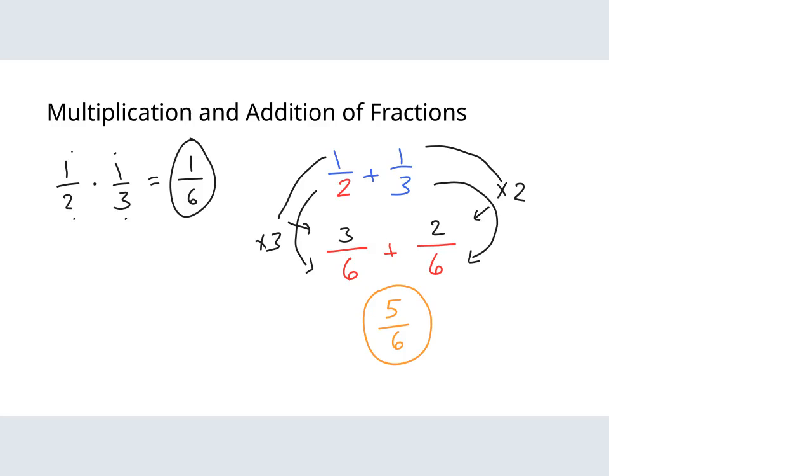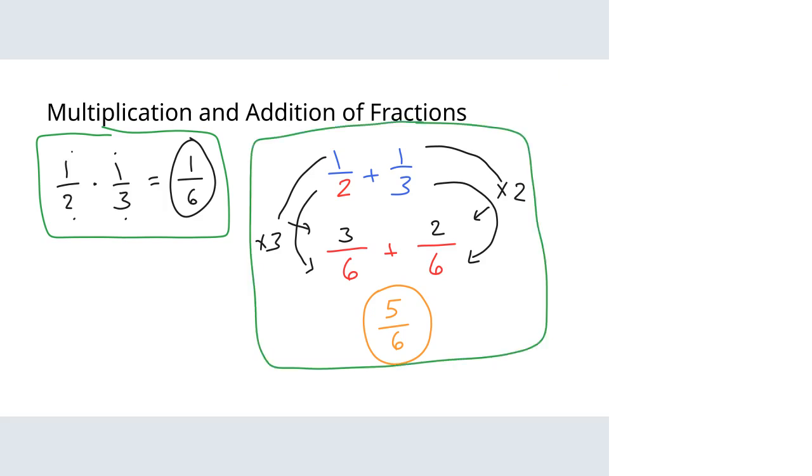Okay, so our key here, when we look at the difference between multiplying fractions and adding fractions, is that when we're multiplying fractions, we don't need a common denominator. We just multiply numerators, multiply denominators, and that gives us our result. When we want to add fractions, we can't just add numerators and add denominators. We need them to be the same denomination.